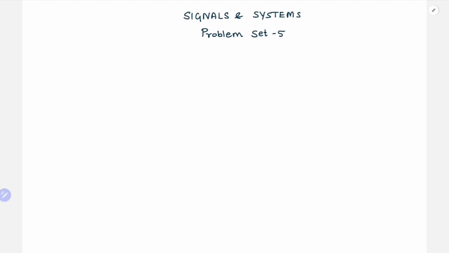In the previous video, we saw the analysis and characterization of LTI systems using the Laplace transform, and specifically we saw two properties, which are stability and causality. For stability, the ROC should include the j omega axis. And for causality, the ROC should be the right half S-plane.